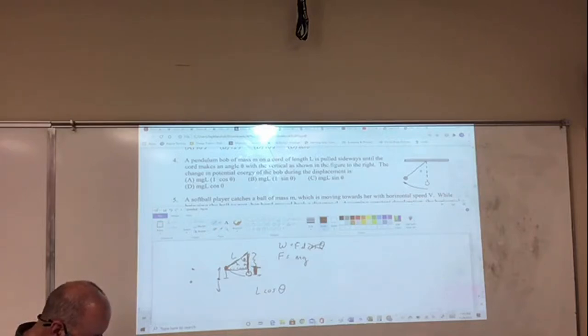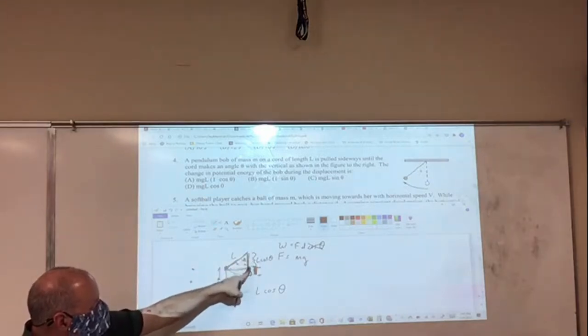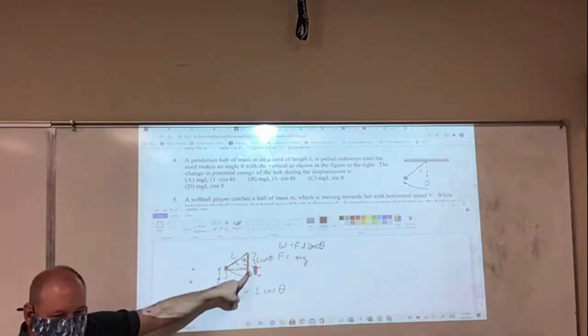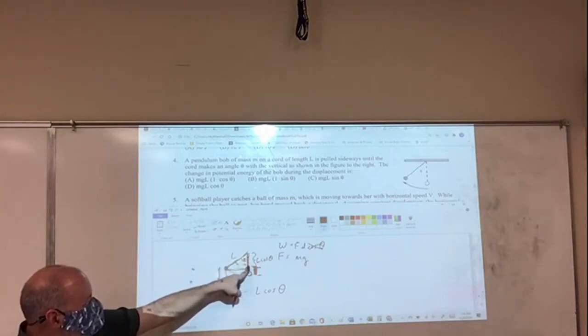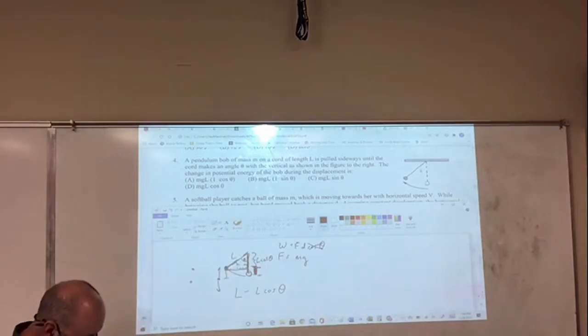Once again, this is L cosine of theta, and the whole thing is L, so it's going to be L, the whole length, minus L cosine of theta to determine what this little length is right here. Does that make sense? So L minus L times the cosine of theta, because that is also L. And so that distance is going to be mg times L minus L times the cosine of theta.